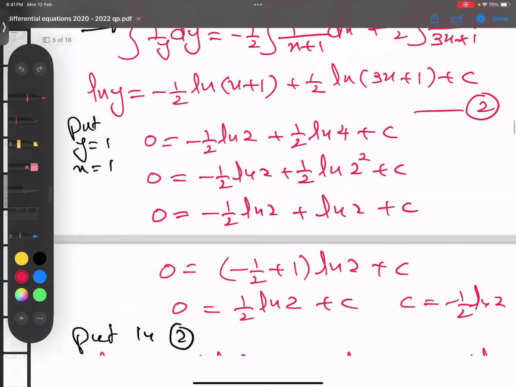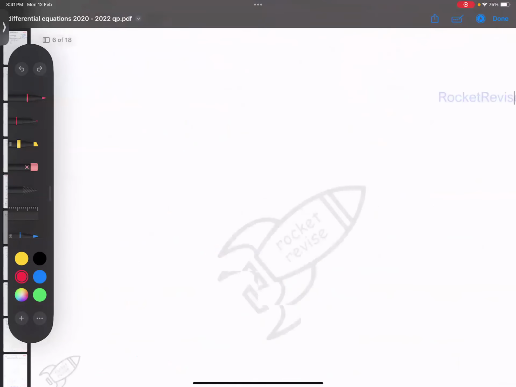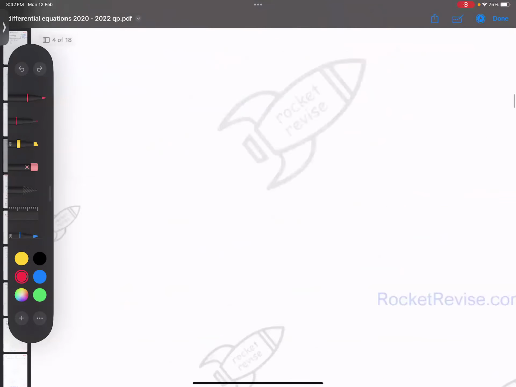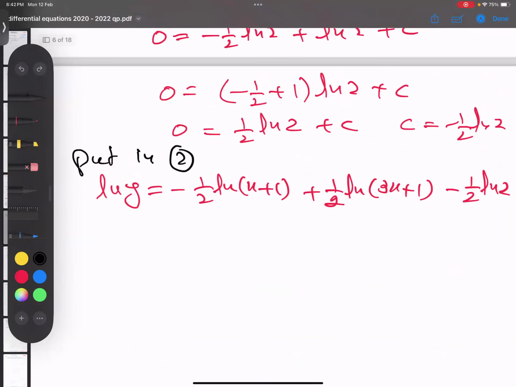So rather than simplify everything, I can put directly here. Okay, students, I'm putting it here because he did not tell us to make a log, he did not tell us to make y the subject. Look at it, go back to the question. He said find the exact value of y when x is 3. Okay, x is 3, so I'm going to put x equals 3 in the whole equation here.